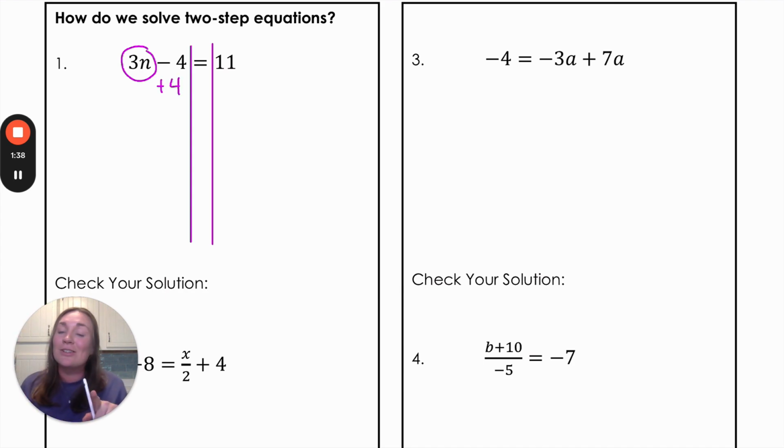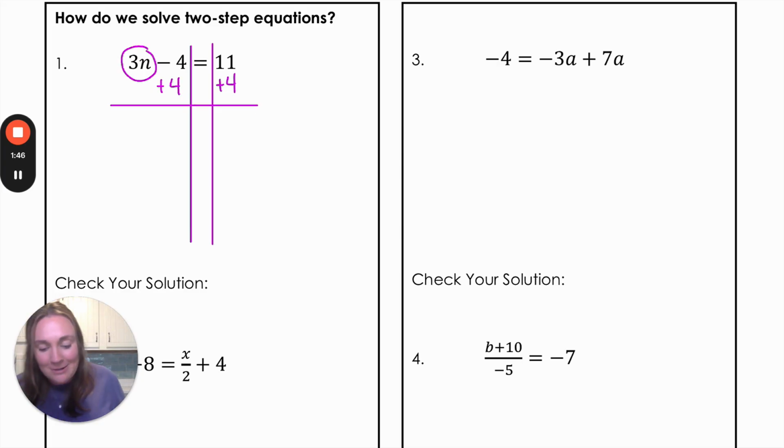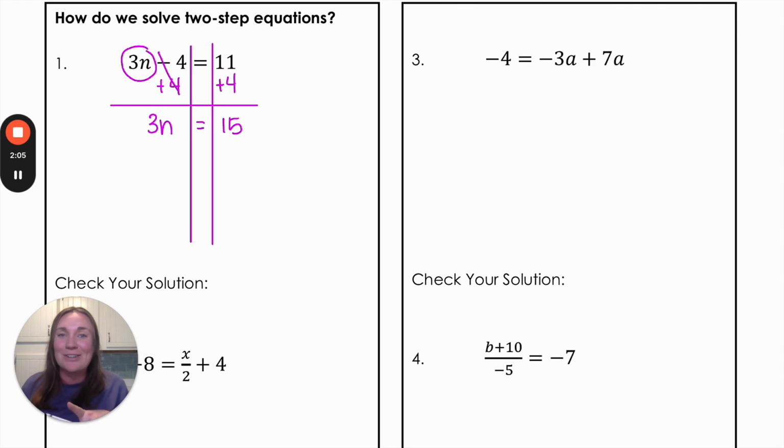But I'm not going to do it just on one side, remember. I have to do it on both sides of those railroad tracks or river. So I'm going to write plus 4, and draw a big line across the bottom. Now, think about if I have negative 4 and I add 4, that's going to make 0. So I can cross these out, and I'm going to bring down whatever's in that bubble. So I'm going to bring down my 3n equals, now on this side, 11 plus 4 is going to give me 15. All right, so that was our first step of our two-step equation.